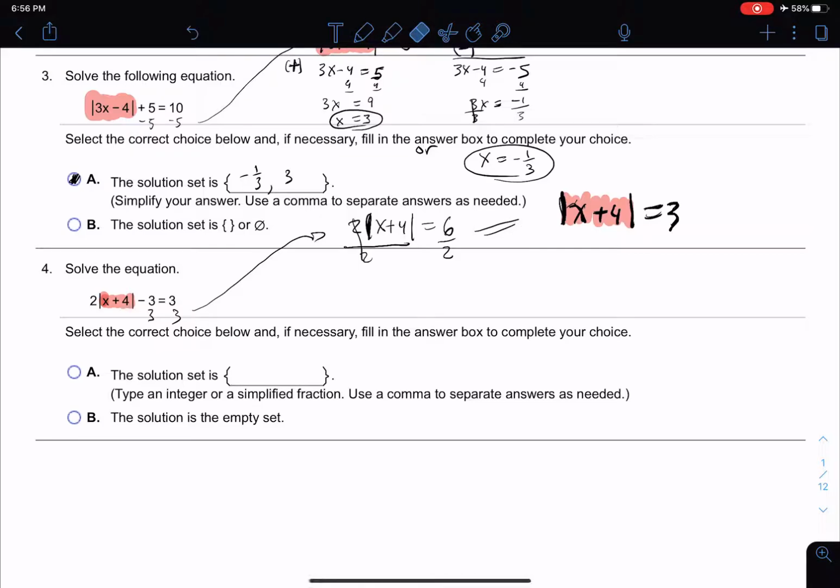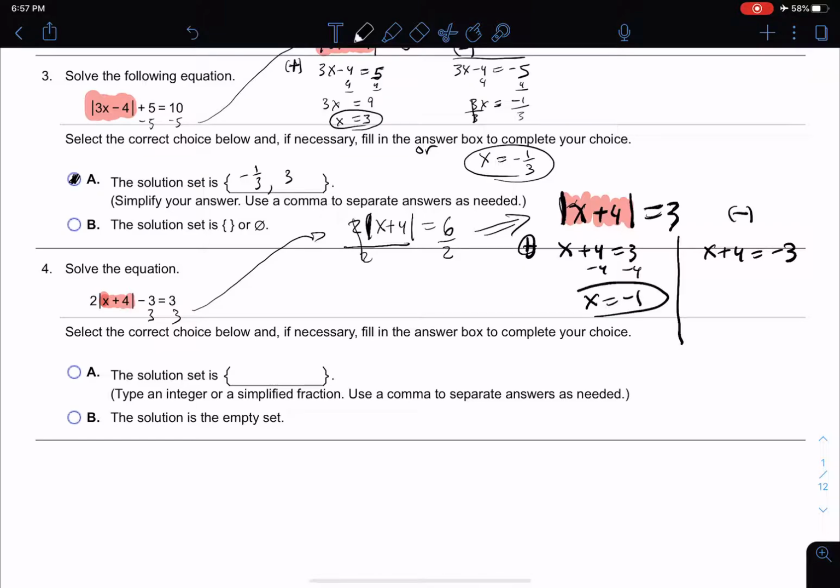So the positive, oh man, this thing. I don't know if I lost anything in that. So the positive case would say that x plus 4 equals positive 3. And the negative case would say that x plus 4 equals negative 3. Of course, subtracting 4 off of both sides, we get x equals negative 1. Of course, subtracting 4 off of both sides here, we get x equals negative 7, because a negative 3 and a negative 4 makes negative 7.